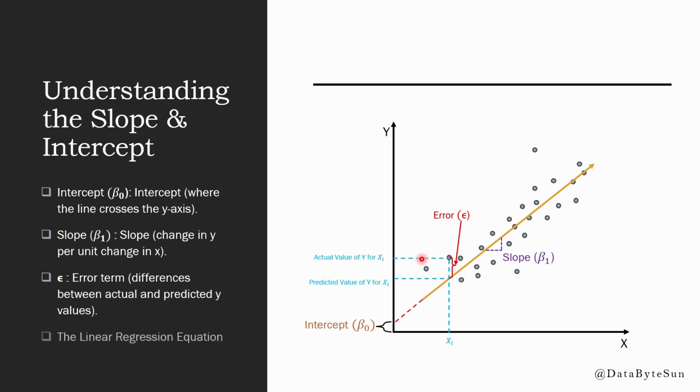Now putting it all together, we have our linear regression equation, y equal to beta naught plus beta 1x plus epsilon. This equation sums up our line. Here, y is the predicted value, beta naught is the intercept, beta 1 is the slope, and epsilon is the error. This equation helps us use the line to make predictions about y based on different values of x.